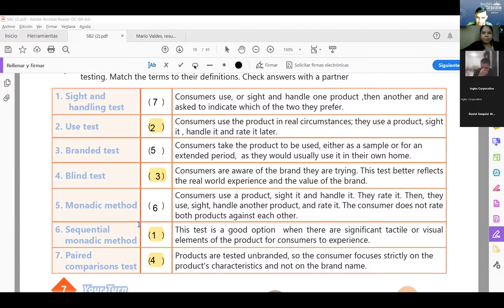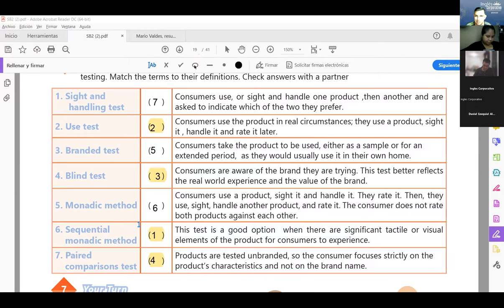So when I have the product in my house, or in a real environment, for example, let's suppose you're testing running shoes. So you will taste those shoes, those sneakers, by running, right? So you go out to the street and you run.